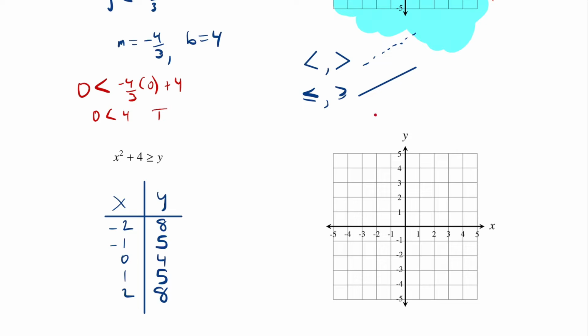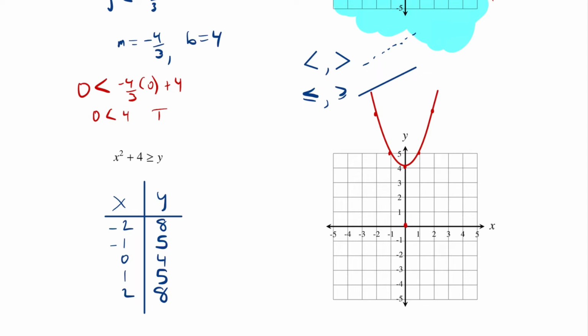So let's plot those points. Negative 2, 8 would be somewhere up here. Negative 1, 5 would be about there. 0, 4, 1, 5, 2, 8. So this is a solid line, so the curve is going to be solid. There we go. And now we have to figure out which direction to shade.